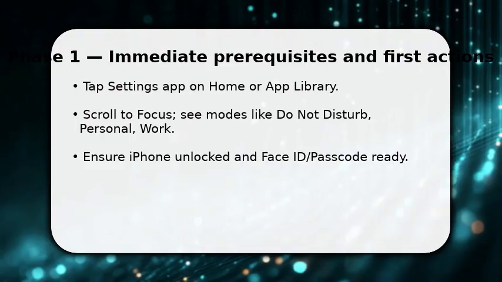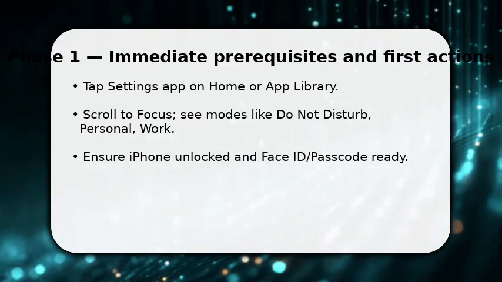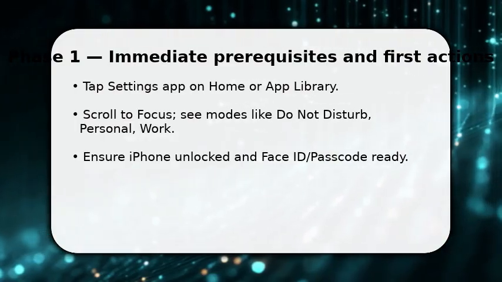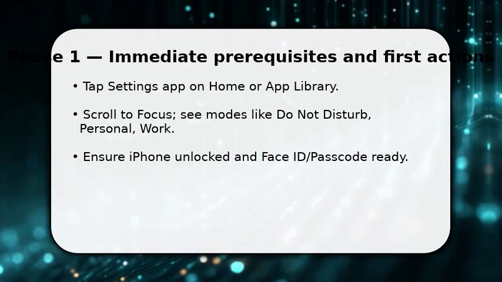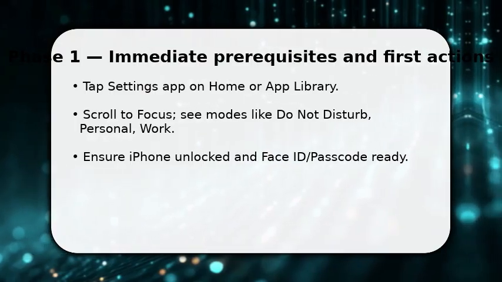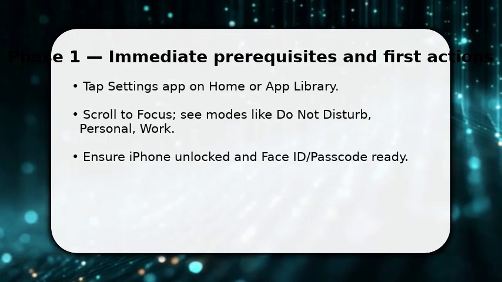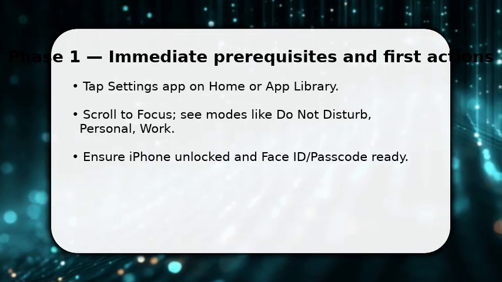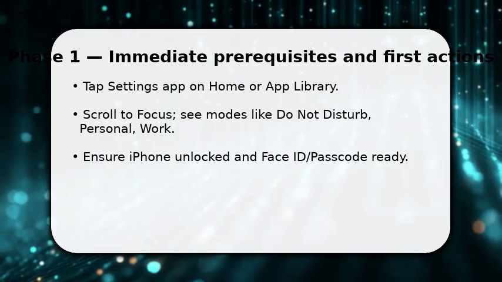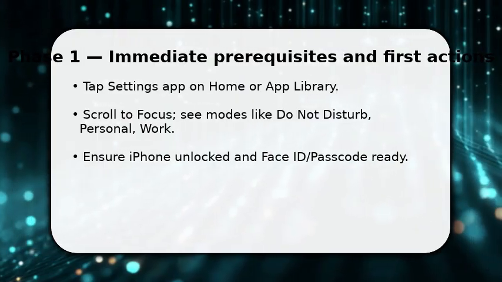You start in Settings, open it now and tap Focus to access all modes. Once done, you'll see Do Not Disturb, Personal, Work. Select the active mode you want to turn off. Make sure your iPhone is unlocked so changes apply immediately. If prompts appear for Face ID or passcode, authenticate.